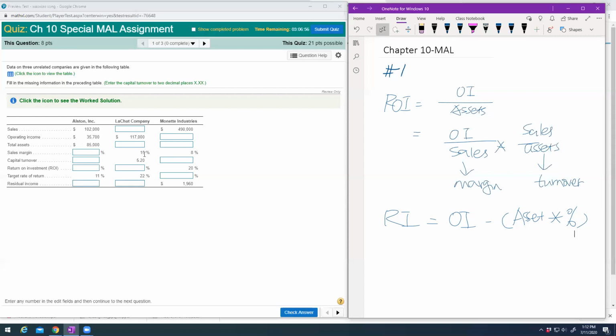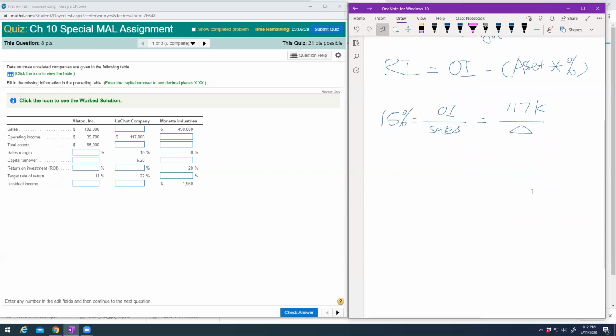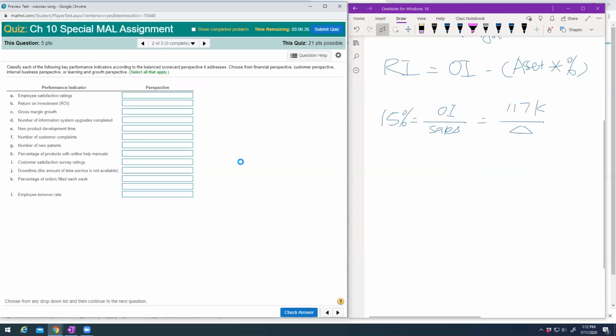Okay, this one is straightforward. For this one you may ask, how do I get sales? Sales margin is 15%, and it equals your operating income divided by your sales. Operating income is 117,000. So you should be able to get your sales first, and then you can go ahead and do everything. I believe my students will get this one. I don't worry about you.